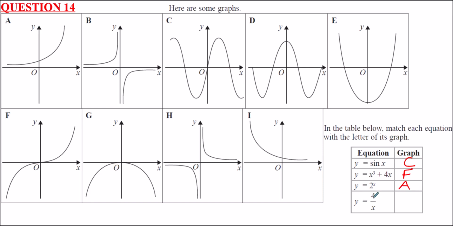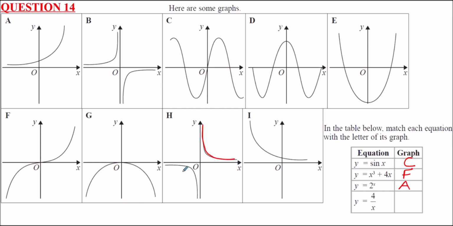Finally, y equals 4 over x. If you do 4 and divide it by something very, very tiny, the answer comes out to be very, very big indeed. So what we're wanting for this one is when x is very, very small, y is very, very big. And also when x is very, very big, 4 divided by something very, very big gives us an answer which is very, very small. So it's going to be this one for H.